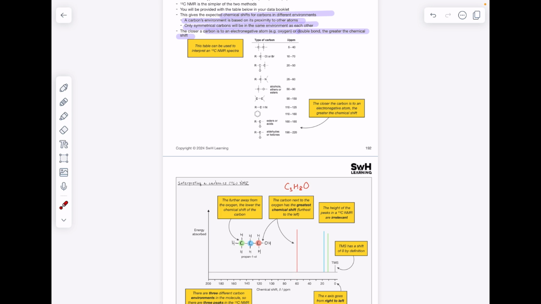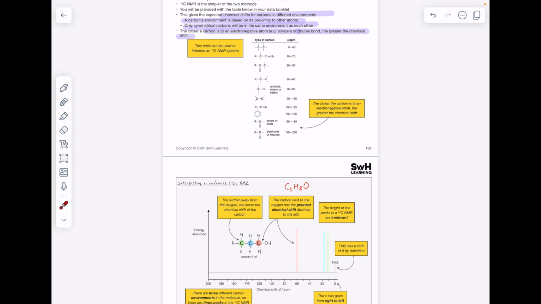So for example, 60 here, as you can see, yes, it falls into this range here, and therefore it's telling us that it's either going to be an alcohol, ether or ester. In this case, it's going to be an alcohol because it fits our molecular formula of C3H8O. So you can cross-reference all of these peaks with the data booklet.